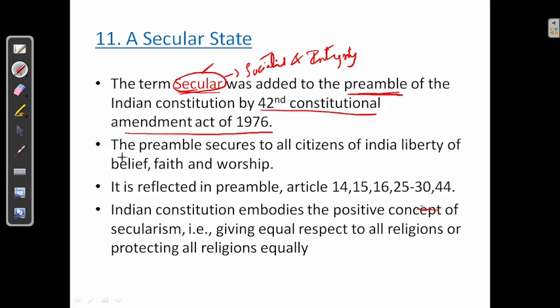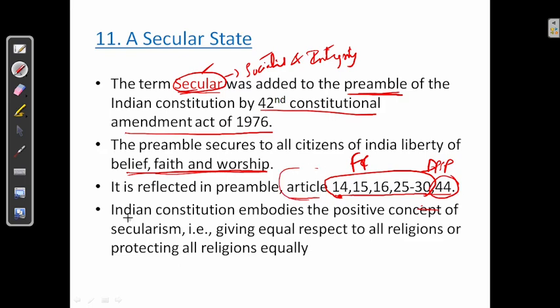Next, the preamble secures to all citizens of India liberty of belief, faith and worship. The secular state is reflected in Articles 14, 15, 16, 25 to 30 and 44. Articles 14, 15, 16, 25 to 30 are fundamental rights and Article 44 is DPSPs. So secularism is reflected in all these articles.